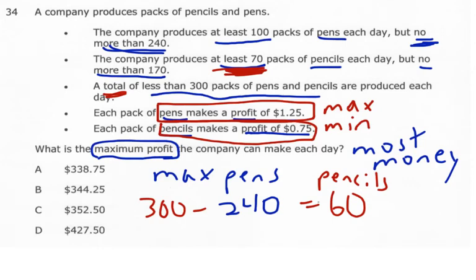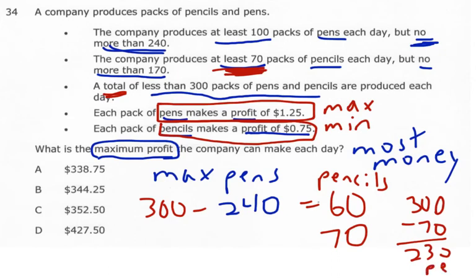So why don't we try to minimize our pencils now? What's the least they could have? That's right, 70. So now let's go at it from that angle. So 70, and then if I did 300 minus the 70, that would be how many pens I could have. So 230 pens. And does that work out? Yeah. It says pencils has to be at least 70. Well, we did at least 70. That was our least money maker. And then the pens needs to be no more than 240. Well, 230 is not more than 240, so we're good to go.